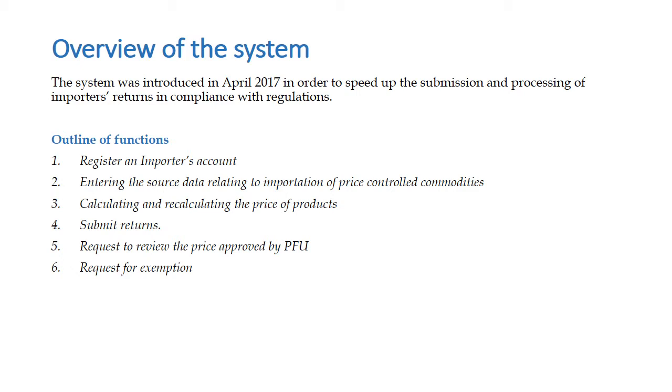5. Request to review the price approved by PFU. When the importer is not satisfied with the approved price by PFU, he has one working day to request for price review. 6. Request for exemption. When the importer imports goods that are not for sale to the general public, a request for exemption may be requested with justification of the request.